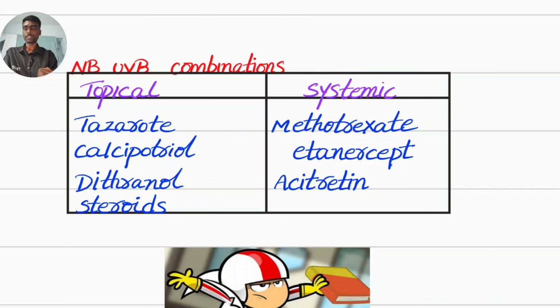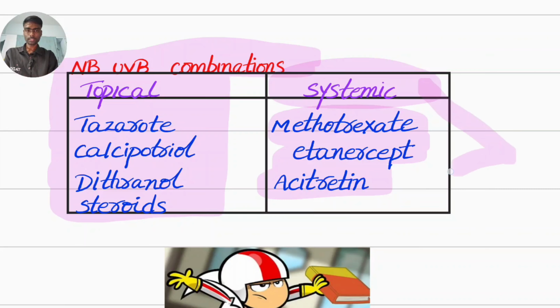Coming to combinations. While the patient is on narrowband UVB, you can combine it with topicals and systemics. Topical tazarotene, calcipotriol, ditranol and steroids. In PUVA, psoralen is already an integral part. Here we can combine with these, or else just narrowband UVB also we can execute. Systemic methotrexate, etanercept and acitretin.